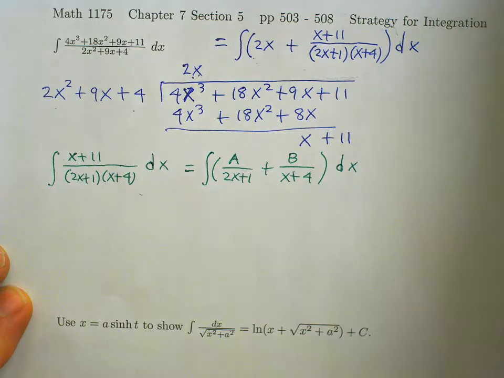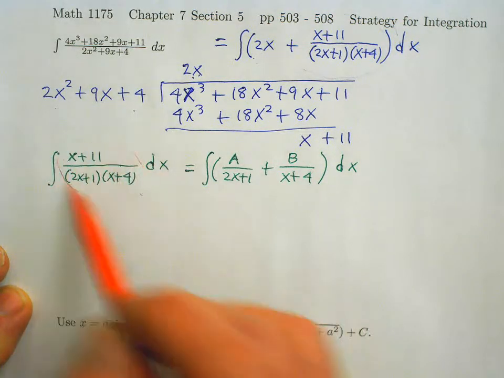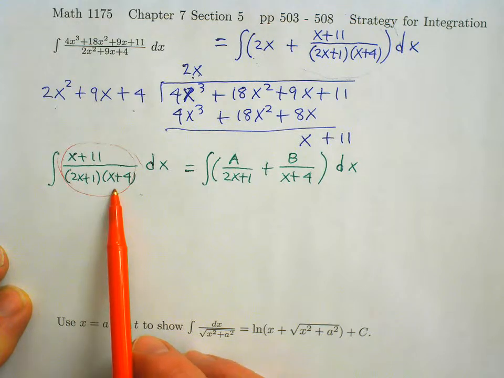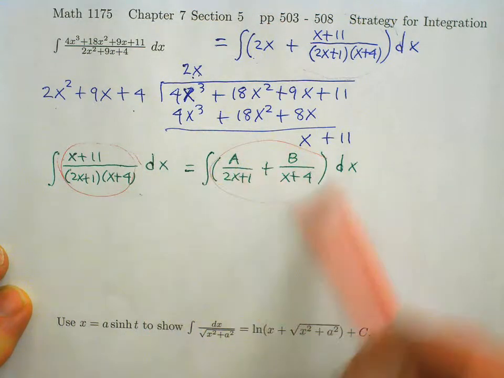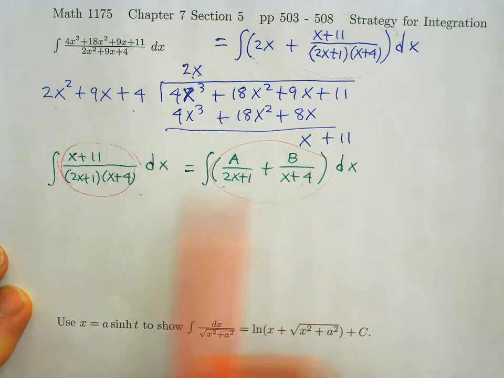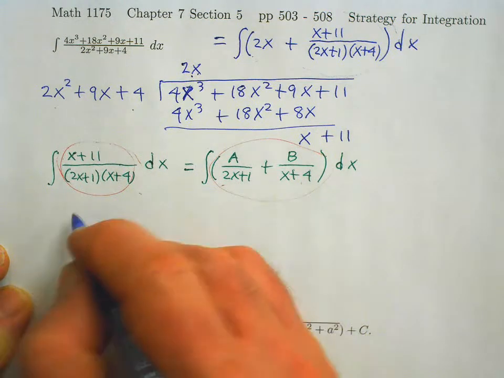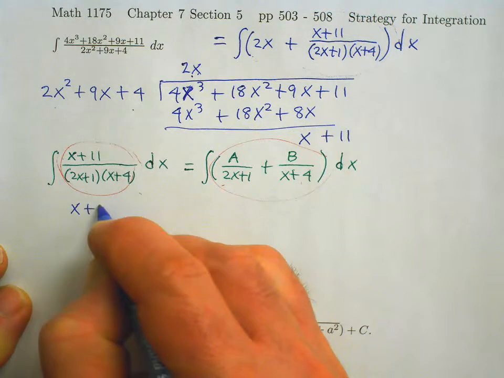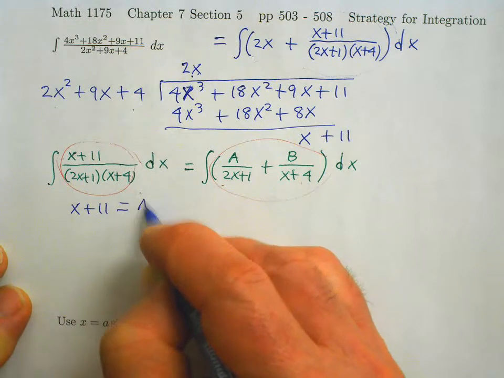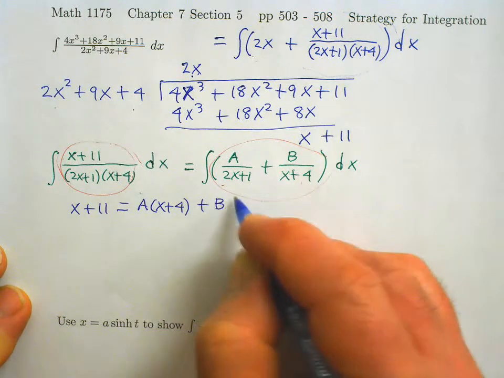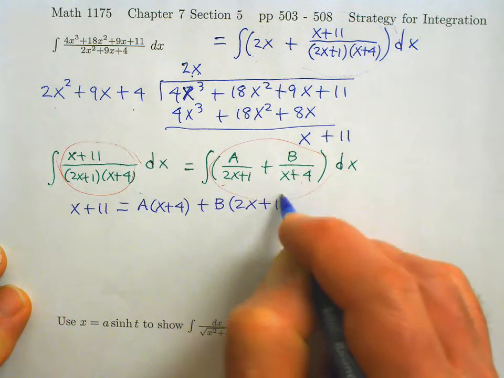Okay, so if we think of x plus 11 over (2x plus 1) times (x plus 4) equals a over 2x plus 1 plus b over x plus 4, and then multiply all parts by the denominator (2x plus 1) times (x plus 4), we will get the equation x plus 11 equals a times (x plus 4) plus b times (2x plus 1).